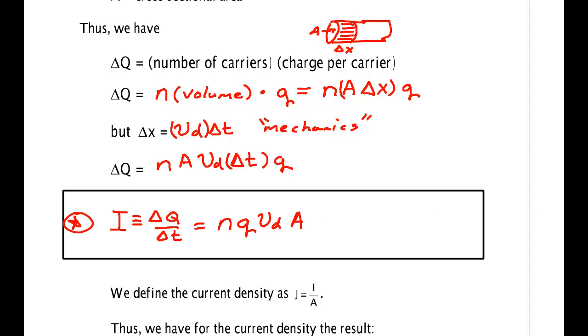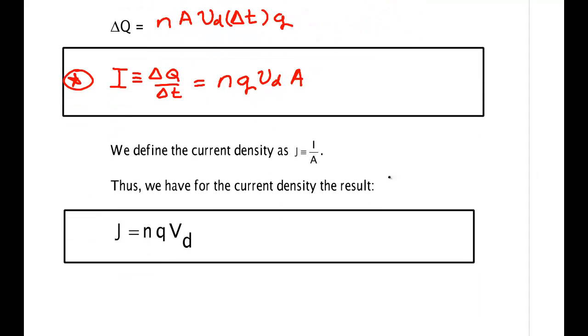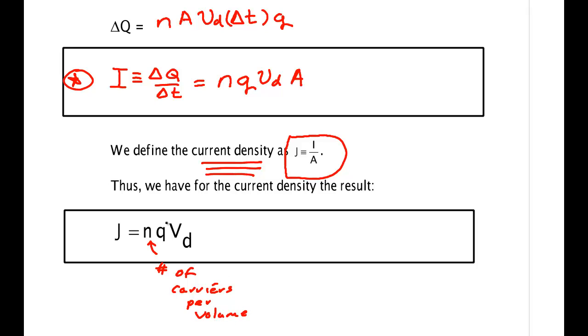Now, usually we define the current per area, and this is called the current density. So current density is defined as I divided by A. If we divide both sides by A, then we get that the current density is the number of carriers per volume, the charge per carrier, and this drift speed or drift velocity.